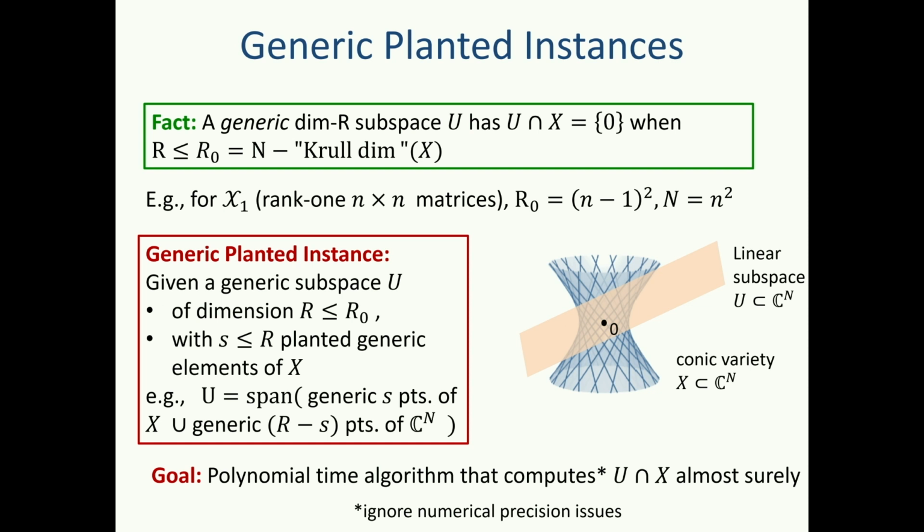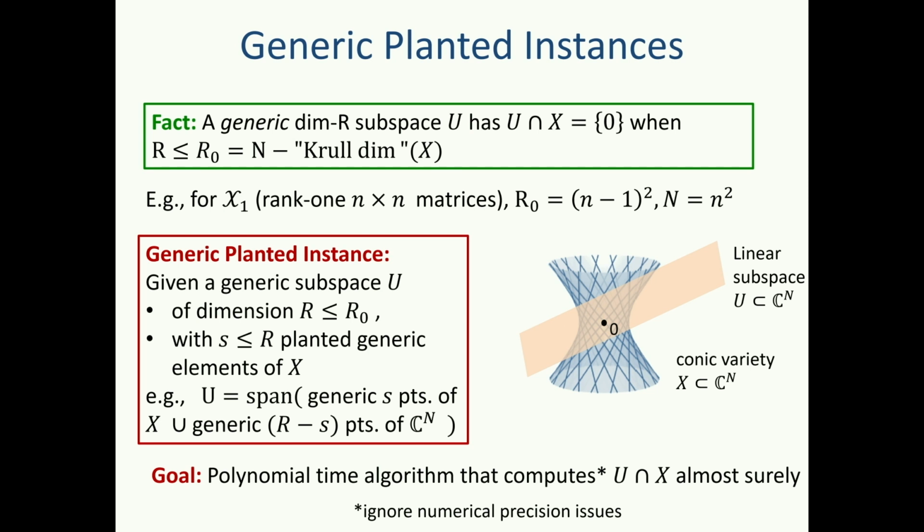I guess I'm not understanding this red box, the planted instance. Good. So what's the planted instance? Think of R as being, let's say, n squared over 2, or n squared over 4. That's the subspace dimension that I'm going to think about. I'm going to have maybe one rank 1 matrix inside the subspace, or maybe a few, and the rest are just chosen generically from the ambient space.